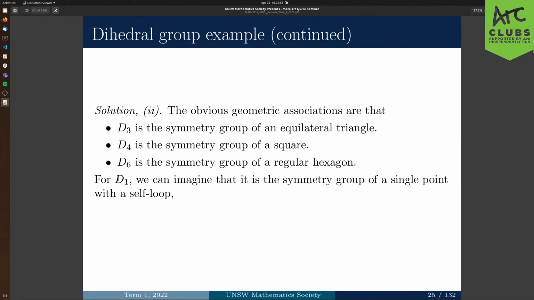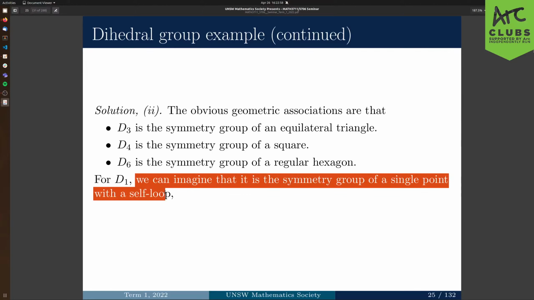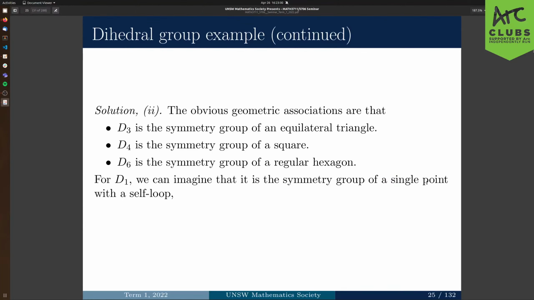You might have heard this. D1, if you want to associate it with a geometric object, you can kind of think about it as the symmetry group of a single point, but with a self-loop on that point. So there'll be a picture on the next slide that I'll show you. But we can think of D1 in this way. So it's the symmetry group of a single point with some sort of self-loop.